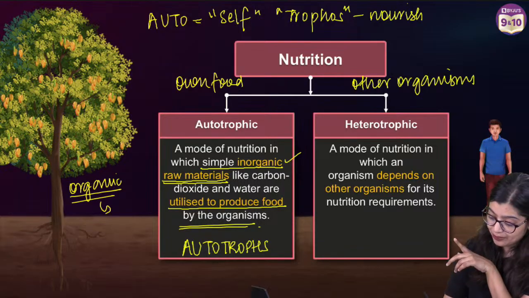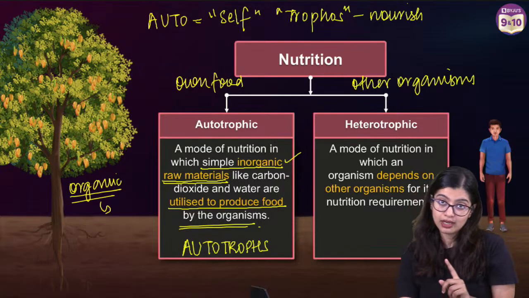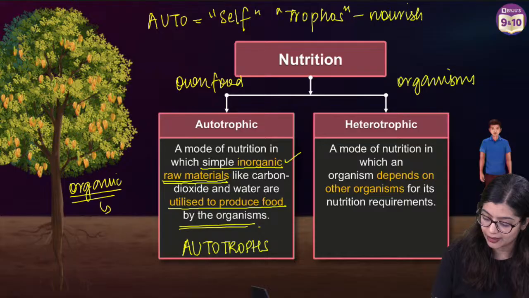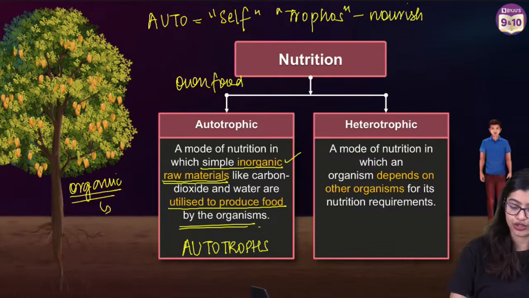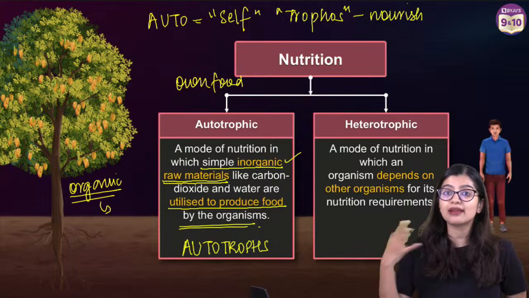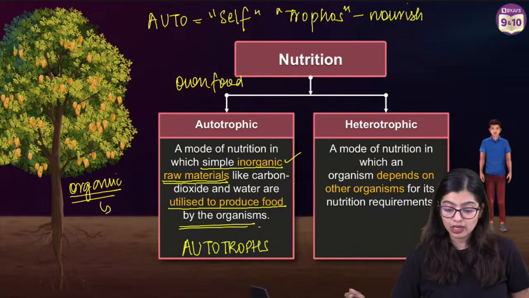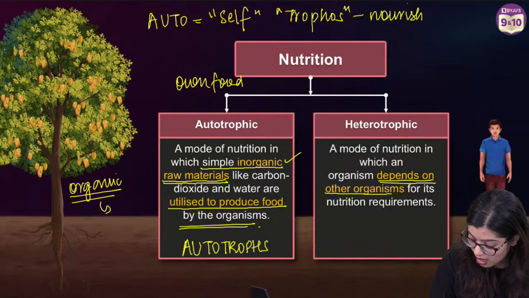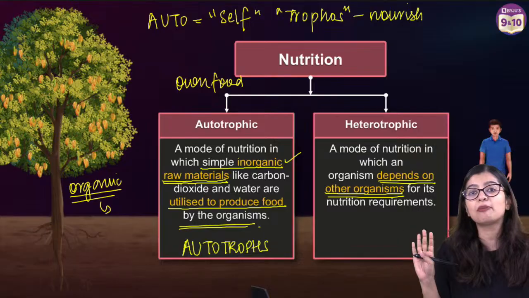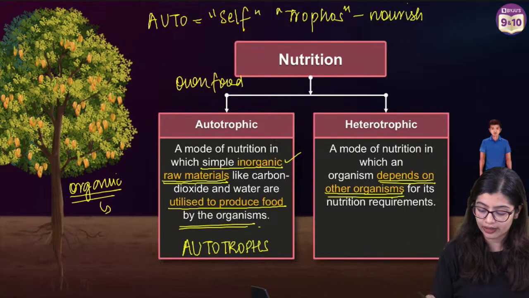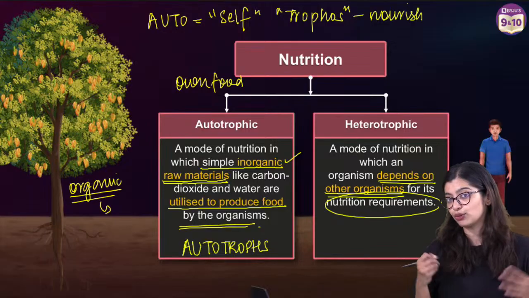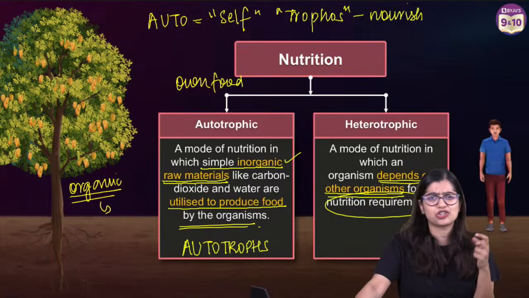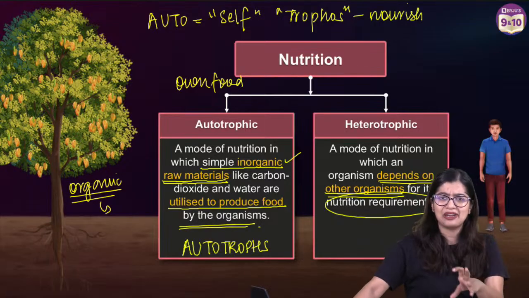But what about hetero? Hetero does not mean different, but hetero means other, right? So in heterotrophic mode of nutrition, what do we see? They are not doing anything for themselves, right? So in this particular case, it is a mode of nutrition where they are dependent on other organisms for food. They cannot prepare their own food. They are dependent on other organisms, which is why if you take, let's say, amoeba, paramecium, fungi, animals, right?